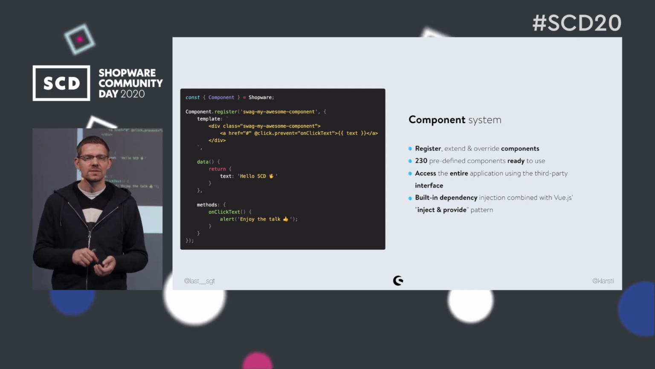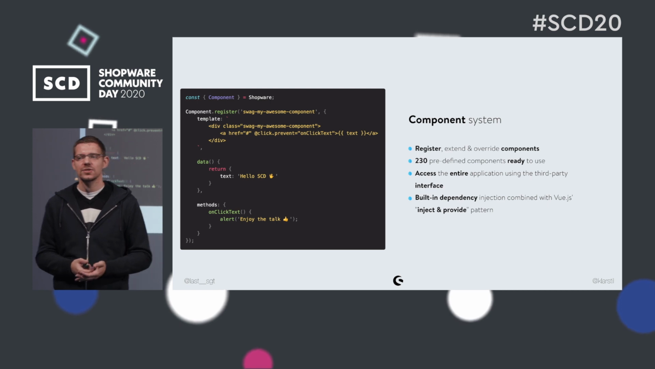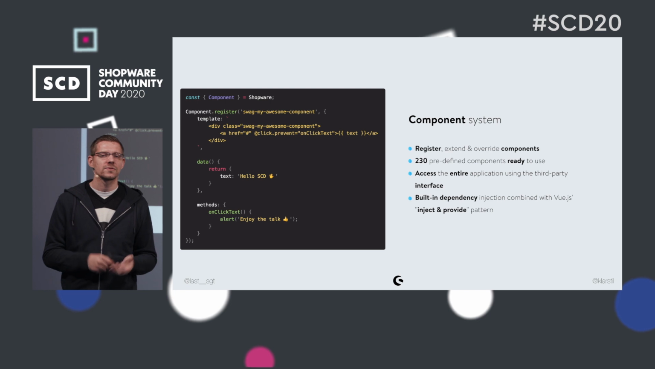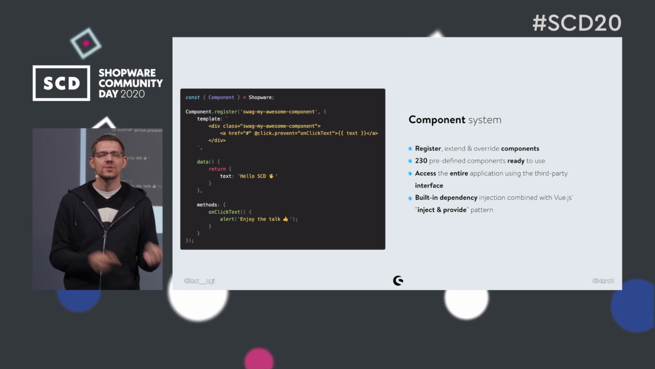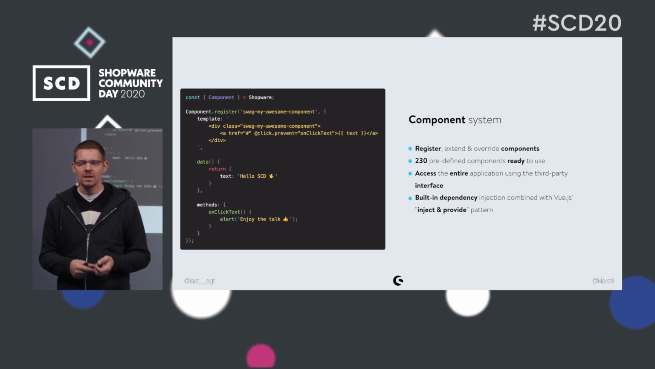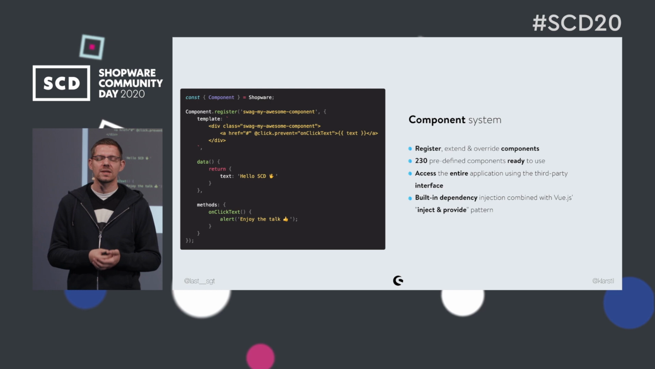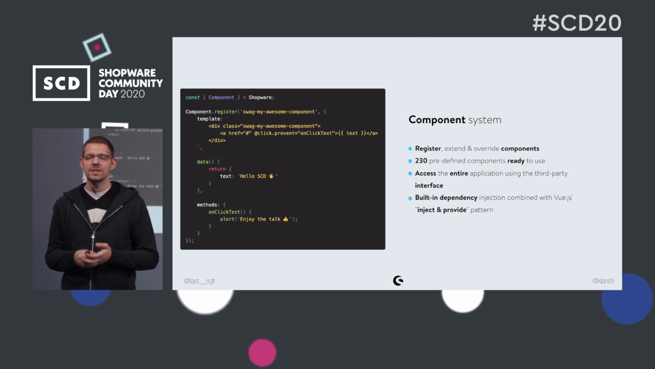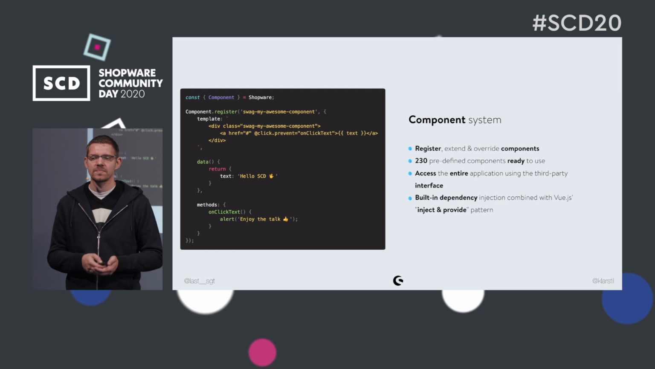But not only that, the third-party interface allows you to access the entire application. This means that you can invoke every service or every factory from any component that you're writing, as well as any service that you're writing. And dependency injection is also a really important part for us, and we baked a dependency injection system right into the administration, as well as hooked it up to the Vue.js provide and inject pattern.